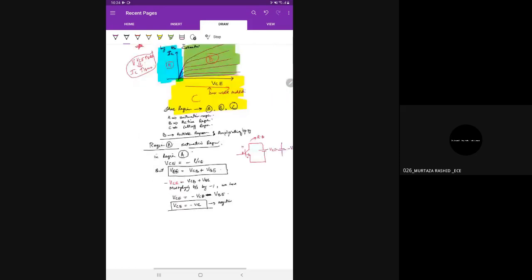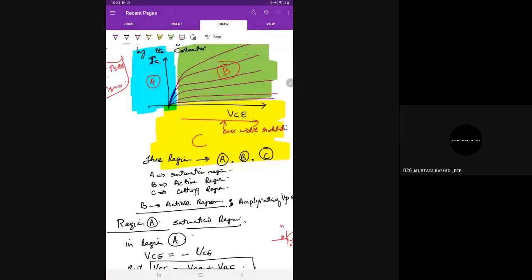And we can observe that from here also. In this saturation region, VCE is negative. Please observe it here, negative. This line does not mean that you have 0 here. You can have 0 somewhere here also.